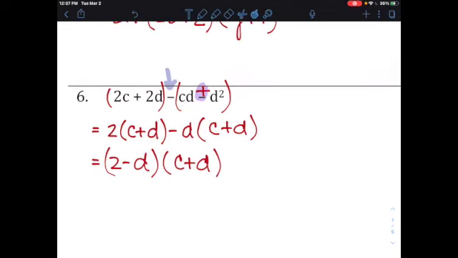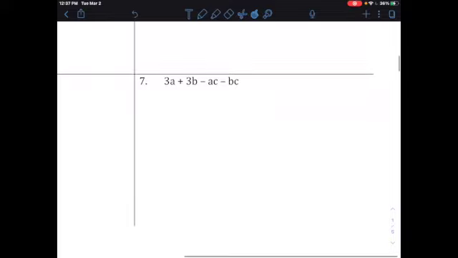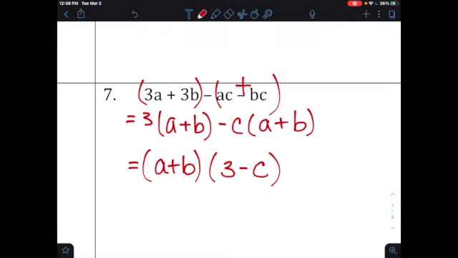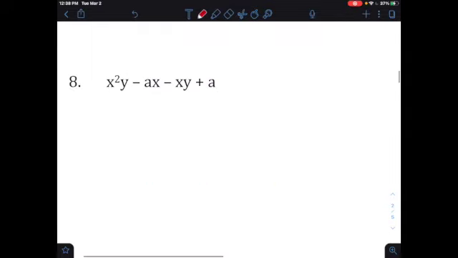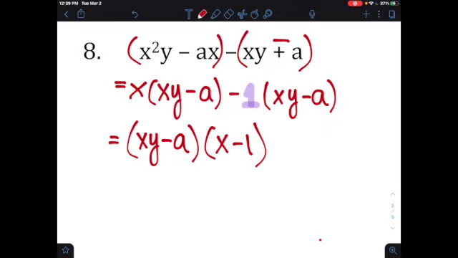Example number 7. I would like to have you guys try it. That's the answer for example number 7. Please try example number 8. This is the answer for example number 8. Again, this is when you have nothing else in common in the second term, so you can still pull out a 1, and that's what I did.